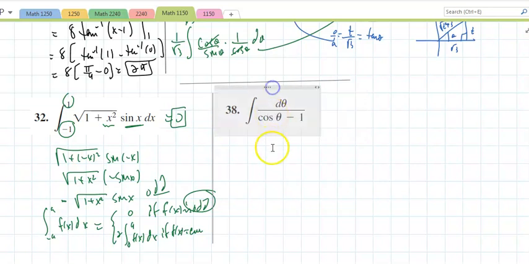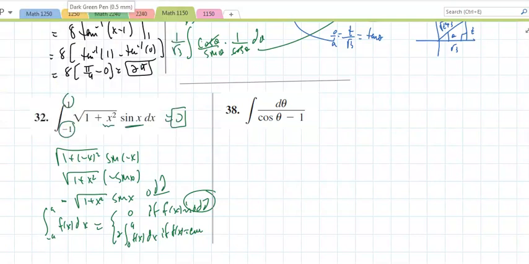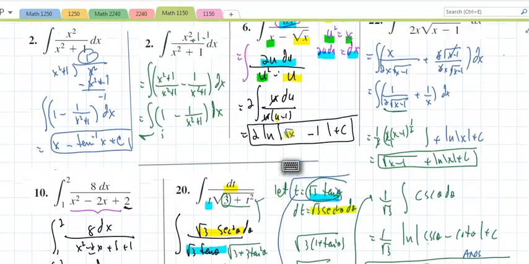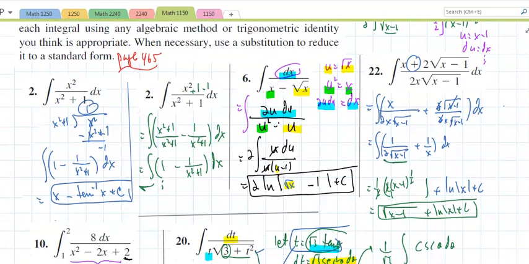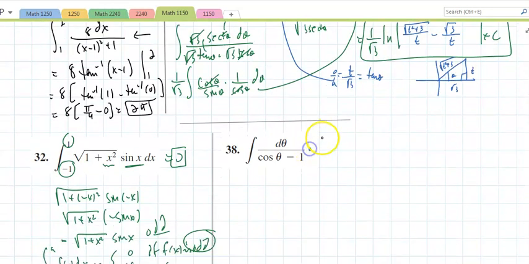Number 38 is next. I look at this problem and nothing works. Anytime you're stuck with a radical, you could try something I didn't try already. I should have tried that there. You could try a conjugate. Like here, you could try the conjugate, see if that works. And with trig functions, the same deal. You could try the conjugate: cosine of theta plus 1 over cosine of theta plus 1.